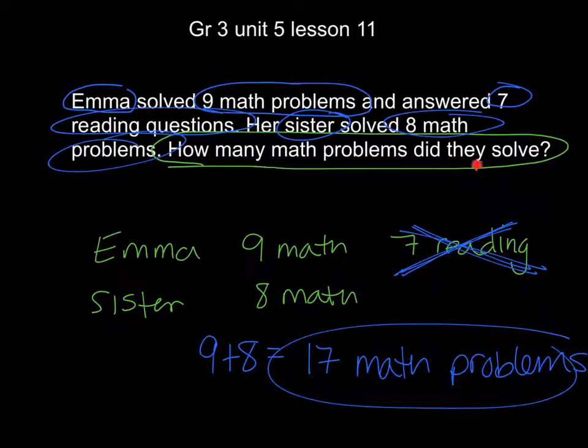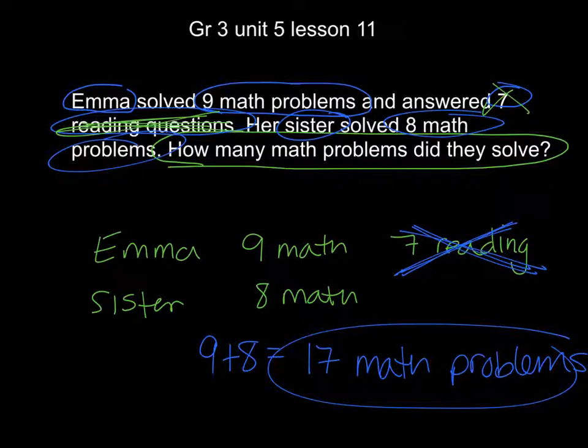Again, this is so important: what's the question? The question says how many math problems? And so then we can go back and say, well, I don't need those 7 reading questions. So we can cross it off and just look at Emma has 9, her sister has 8, so then we add them together just like we did there.